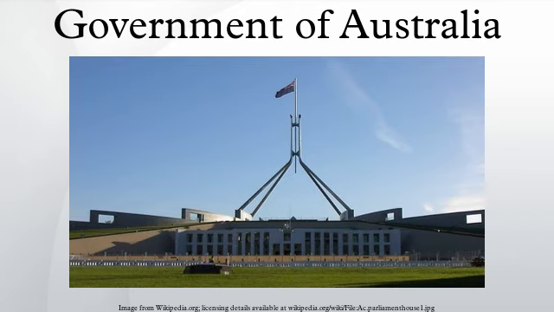The ACT and the NT also elect 2 senators each. The third level of government after Commonwealth and state or territory is local government, in the form of shire, town or city.